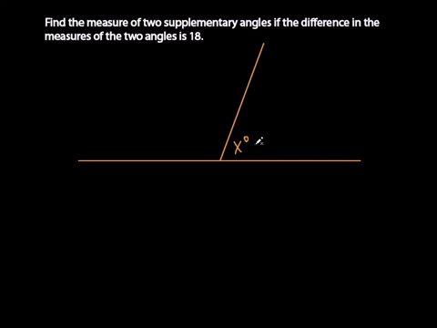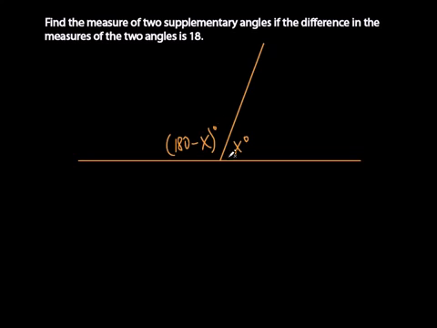Well, remember, when this was 80, how did I figure this one out? I went 180 minus 80. But I don't know it's 80, right? I don't know what angle it is. I know it's x, though. So how would I find this? I would go 180 minus x. That's how I would write it.